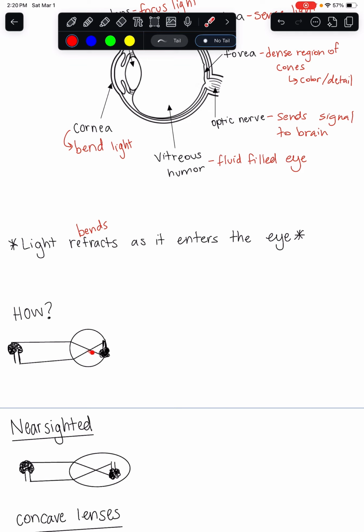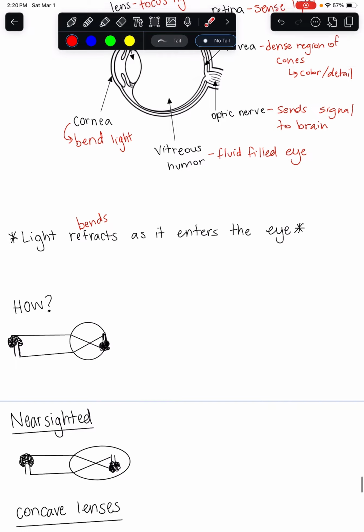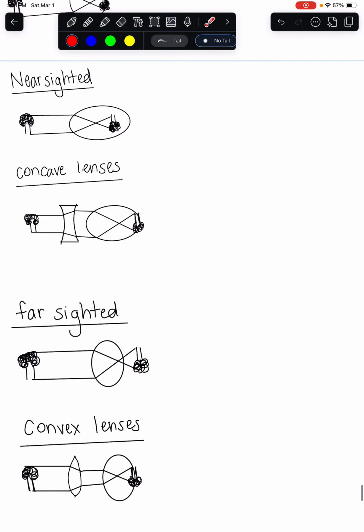But we want it to be able to project an image back onto that retina, back onto the fovea. If we don't get it exactly on this spot, if it's projected too close up or too far back, that's when we start not being able to see very well. All right, so that's what we're going to talk about next. Here are the next key points: when you have some issues and how we fix them. Again, I would probably pause the video and copy this down, and then we're going to do some writing off to the side, so leave some space where you could write.